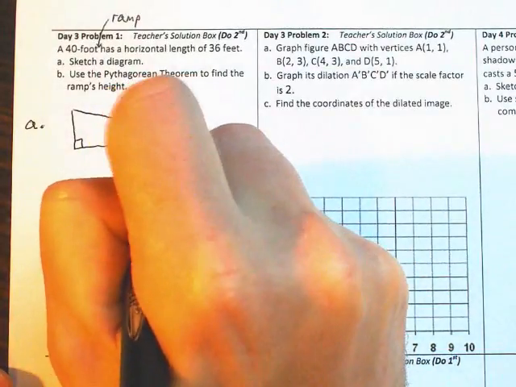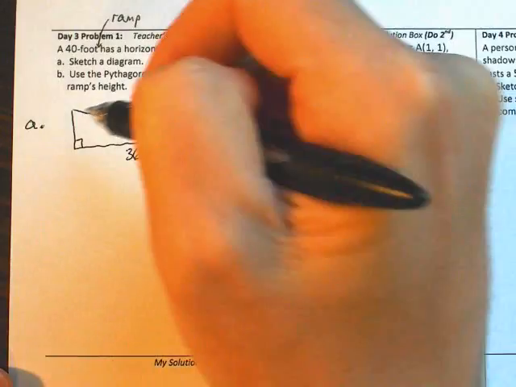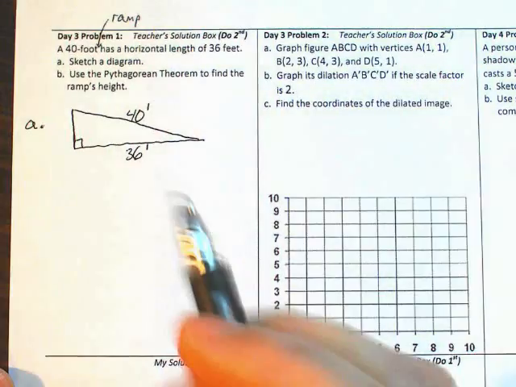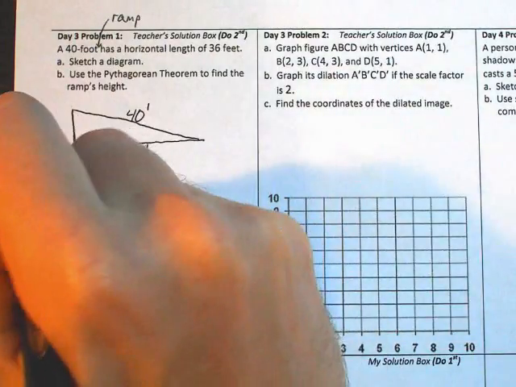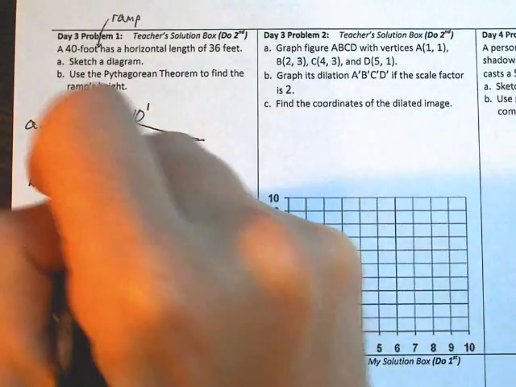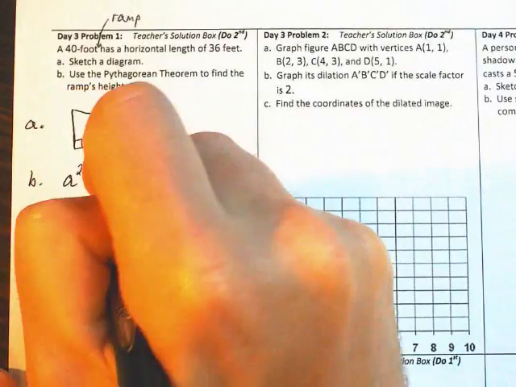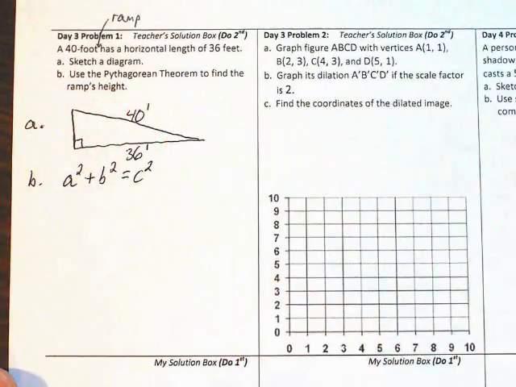That's this side here. So in this problem, the side of the right triangle that we do not know is this one here, the height of the triangle, or the height of the ramp. In Part B, use the Pythagorean theorem to find the ramp's height. So the Pythagorean theorem is a squared plus b squared equals c squared.